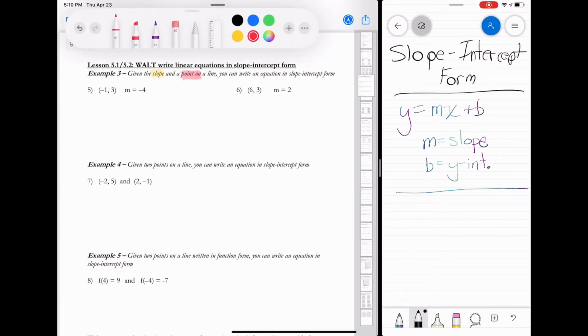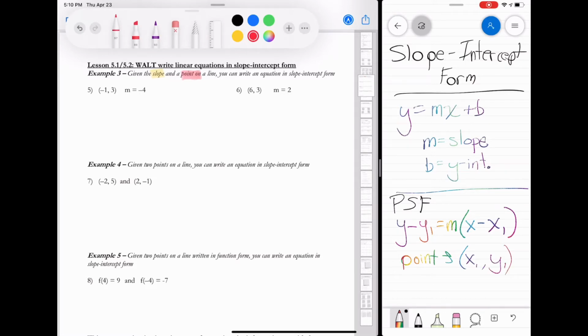So let's try and remember. I know that point-slope form is when you do y minus y1 equals m times x minus x1. And we know our point is our x1, y1, and our m is our slope. So again, just notes to have on the side, so this way you make sure that you're solving everything correctly.